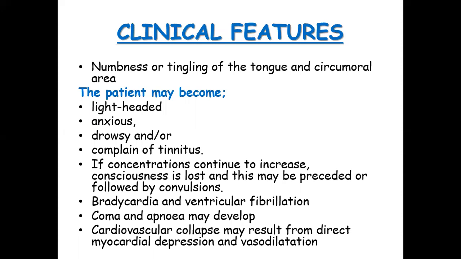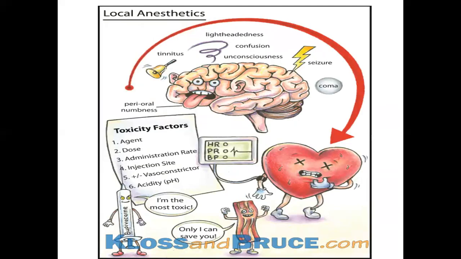The drug that causes bradycardia and ventricular fibrillation is characteristic of bupivacaine. So CNS toxicity is much more common with lignocaine, while cardiac toxicity is much more common with bupivacaine. Coma and apnea can develop afterwards, and it can cause direct myocardial depression and vasodilation, and the patient may go into cardiac arrest. This picture explains a lot of the side effects, adverse events, and toxic features caused by lignocaine or bupivacaine.